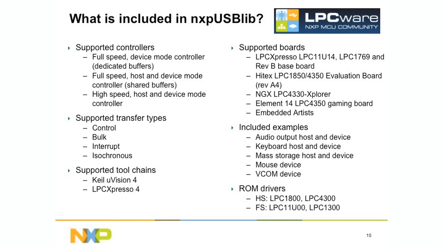So what's included in USBlib? It supports full and high-speed controllers, all transfer types. It supports multiple tool chains, 2 right now, and we will hopefully have IAR supported in the next couple of months. And I'm thinking of also supporting Rally as well. There's a list of boards that we support right now. We're probably going to support a few more than this. The best thing to do obviously is pick the board that's closest to the application you want to build and use that as a template.